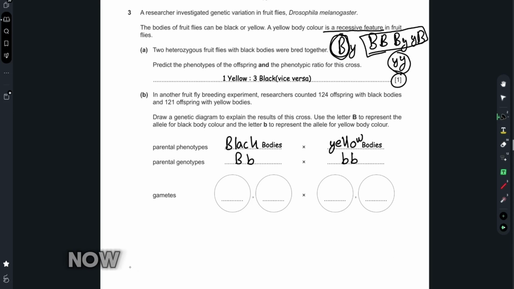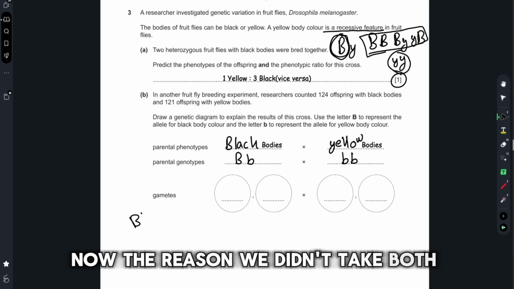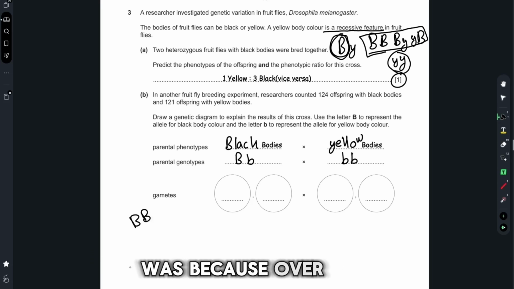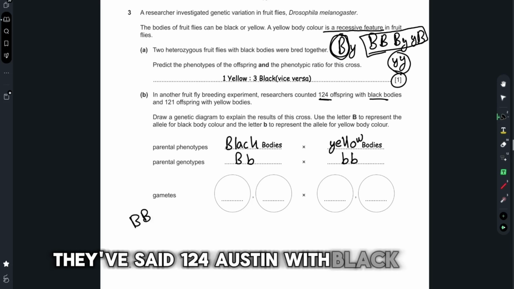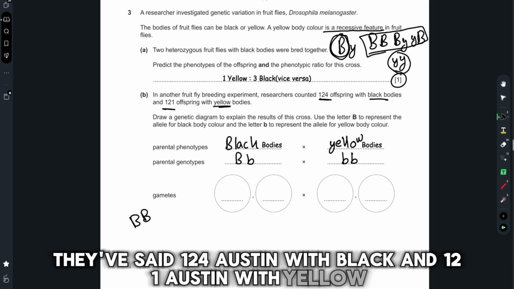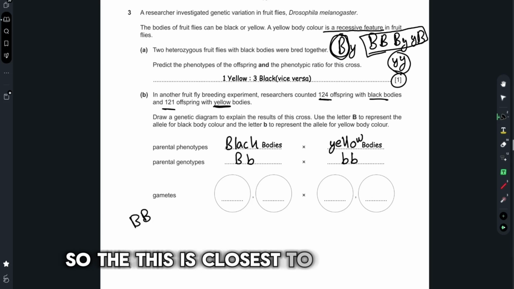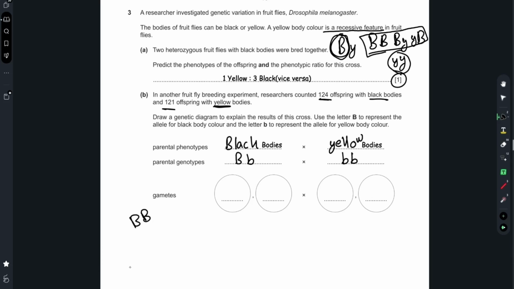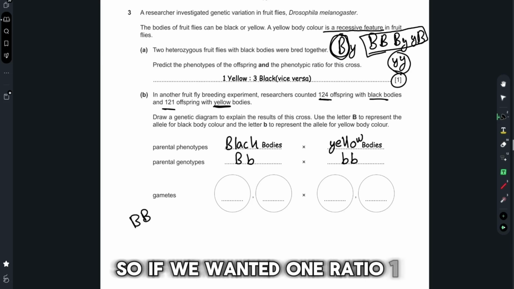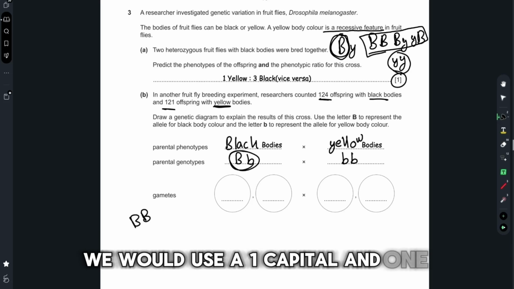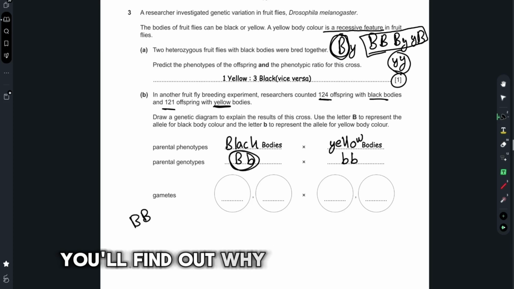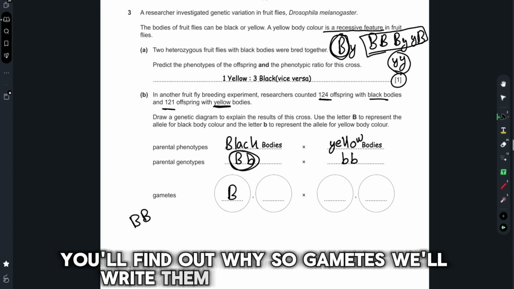Now the reason we didn't take both capital over here was because they've said 124 offspring with black and 121 offspring with yellow. So this is closest to the ratio of 1:1. So if we wanted 1:1, we would use one capital and one lowercase. We'll find out why. So gametes, we'll write them separately like this.